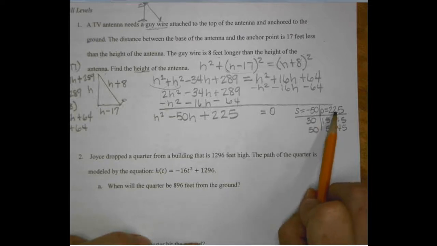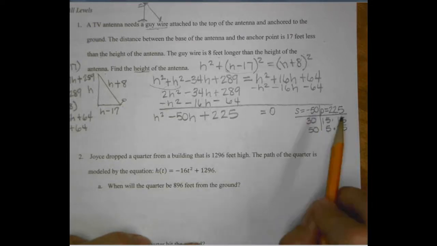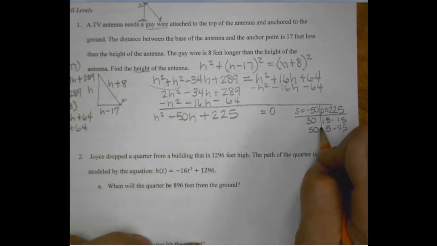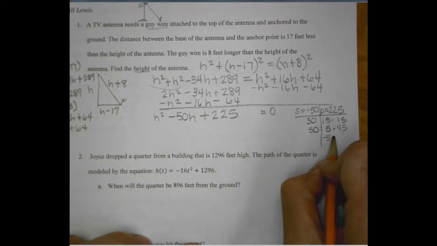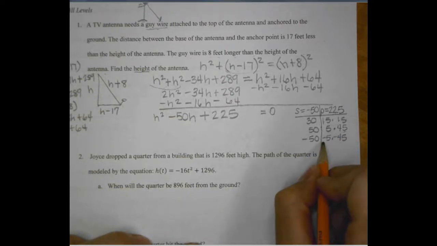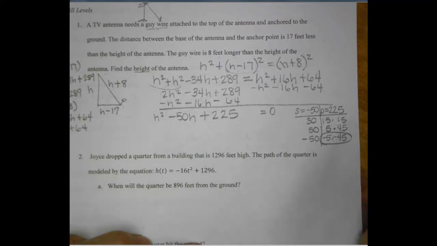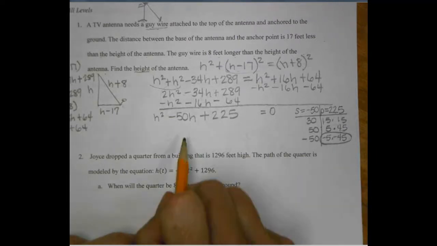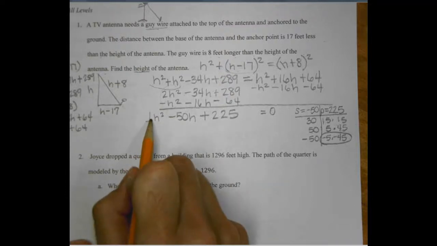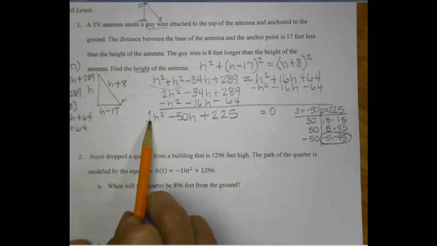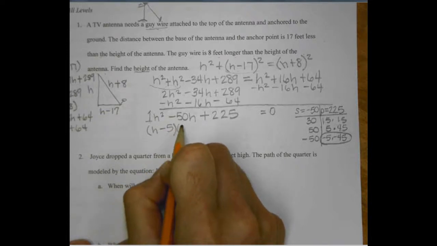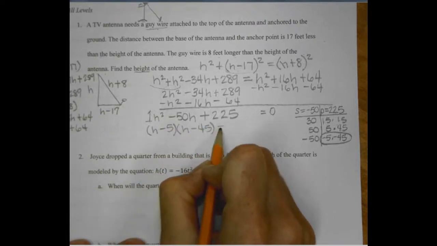But I need a positive 225 for my product, a negative 50 for my sum, and I have a positive 50. So I know I need to make both of them negative, and that'll give me a negative sum, but it's still going to stay a positive product. So there's my pair, negative 5 times negative 45, and I'm going to take a shortcut because I have an implied 1 in front of the h. So I'll have h minus 5 times the quantity h minus 45 equals 0.